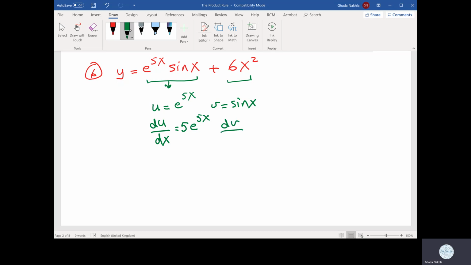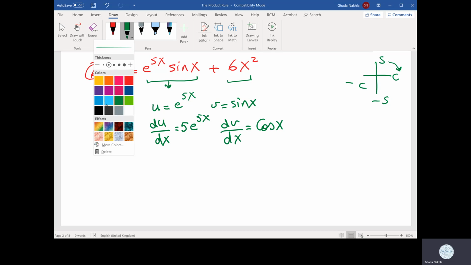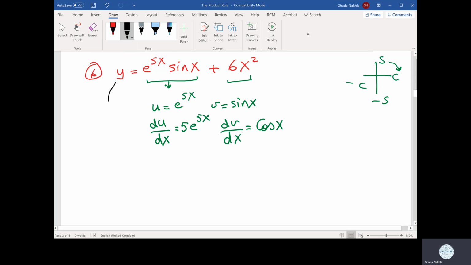And then we find dv by dx. And from the diagram we have used before, this is sine, cos, minus cos. And in this case, we're differentiating sine, so the sine differentiates into cos. So this is equal to cos x. Okay, now let's go back to our original question and let's differentiate here.